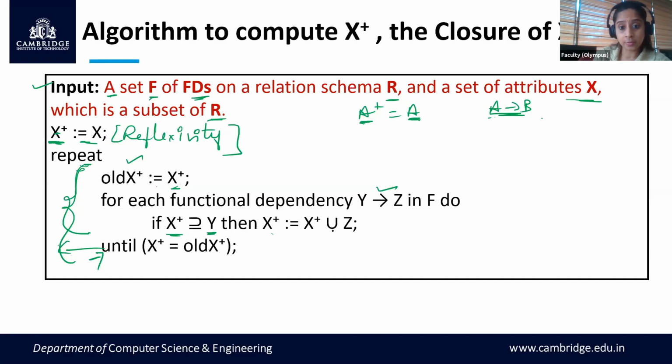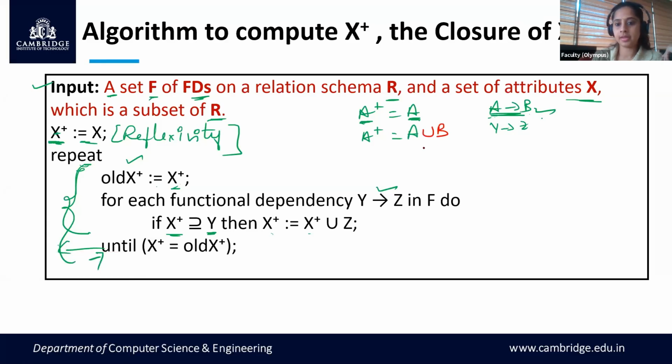Then what can you do? X plus union Z. What is Z here? Y determines Z. What is Z? B. If A is already a subset of A plus, then you can add B. That is Z. So now A plus will be union B. So what will be A plus? A union B, that's nothing but AB.